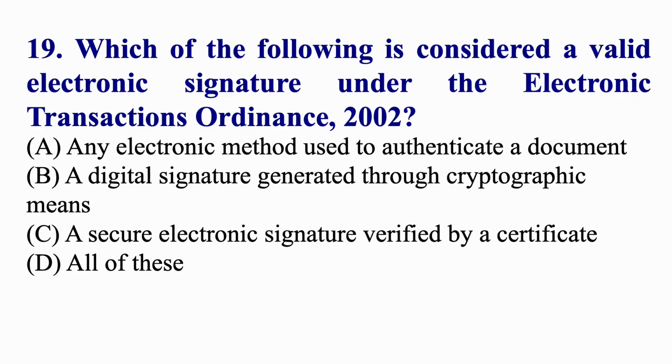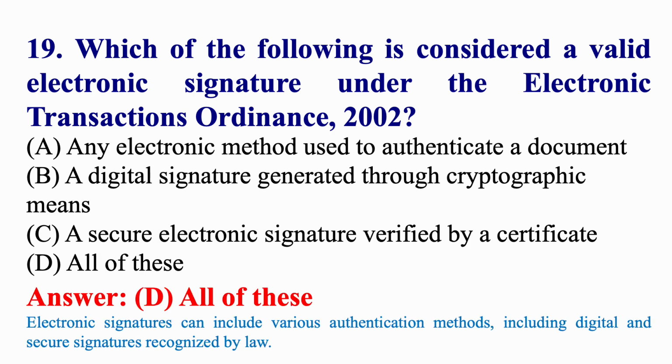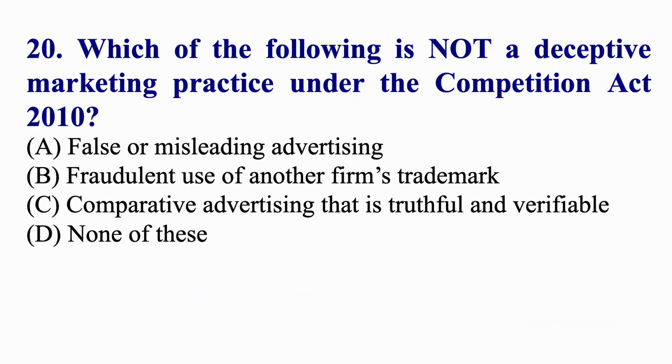Which of the following is considered a valid electronic signature under the Electronic Transactions Ordinance 2002? All of these. A is any electronic method used to authenticate a document. B is a digital signature generated through cryptographic means. C is a secure electronic signature verified by a certificate.